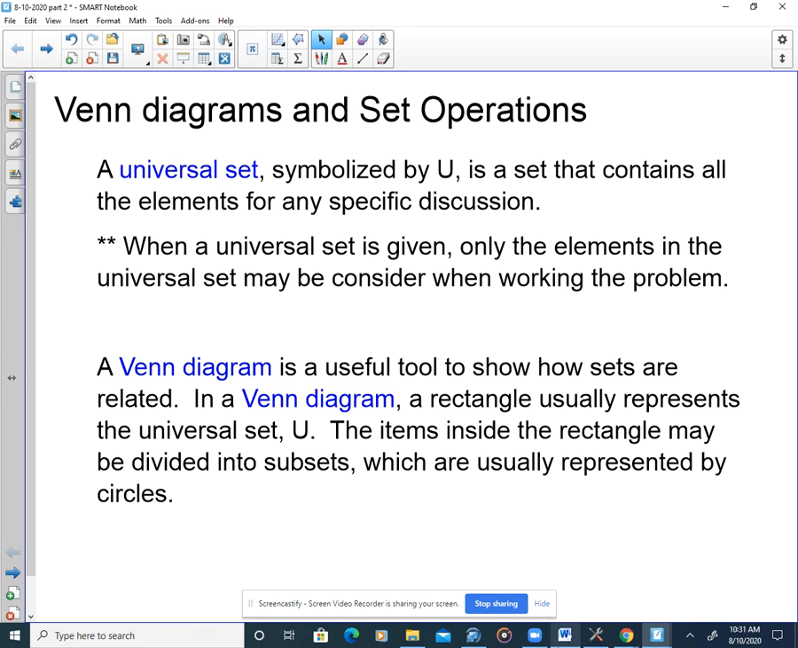A Venn diagram is a useful tool to show how sets are related. In a Venn diagram, a rectangle usually represents the universal set, capital U. The items inside the rectangle may be divided into subsets, which are usually represented by circles.